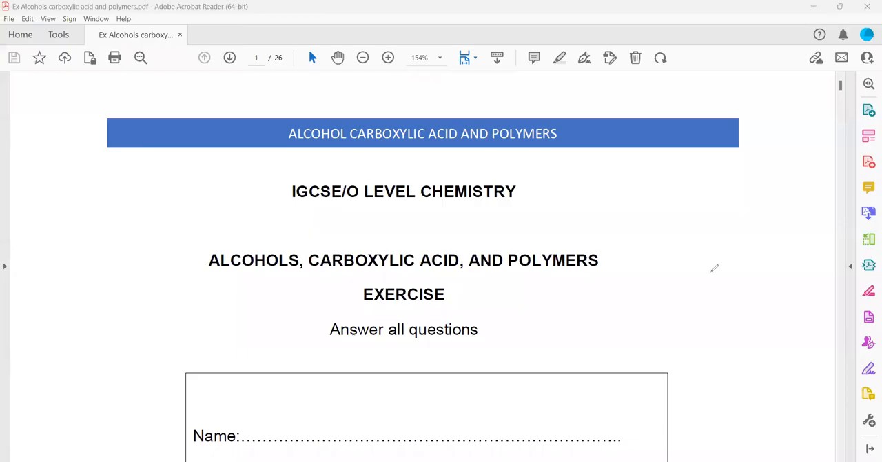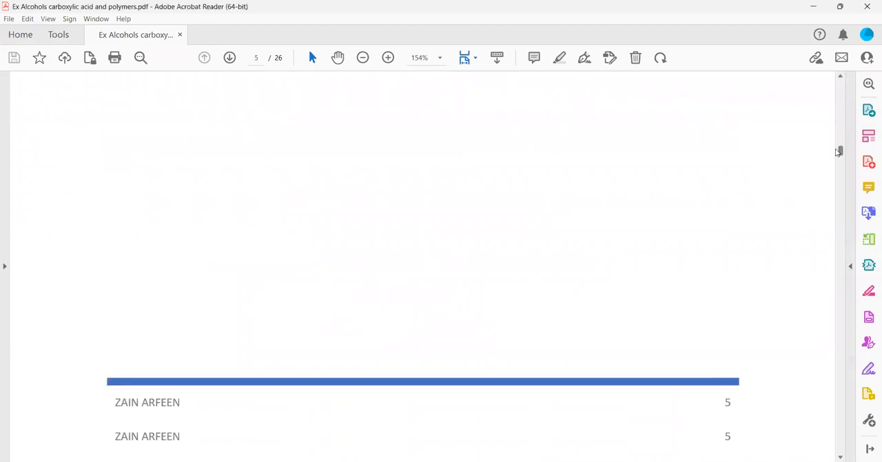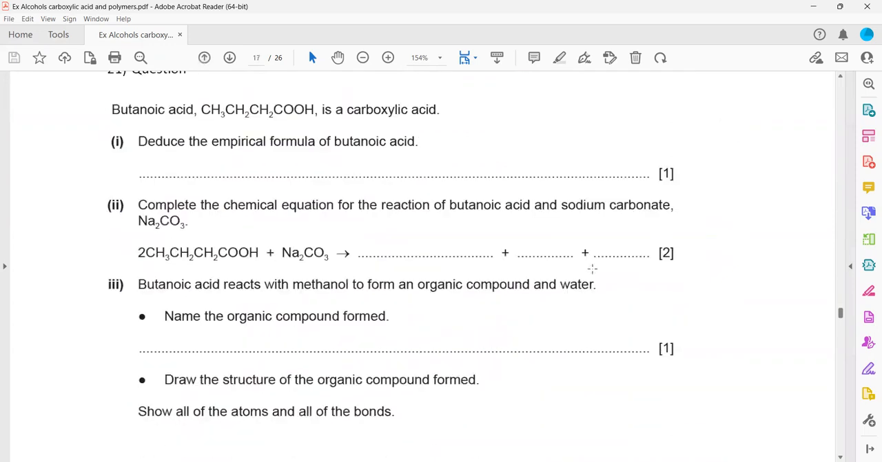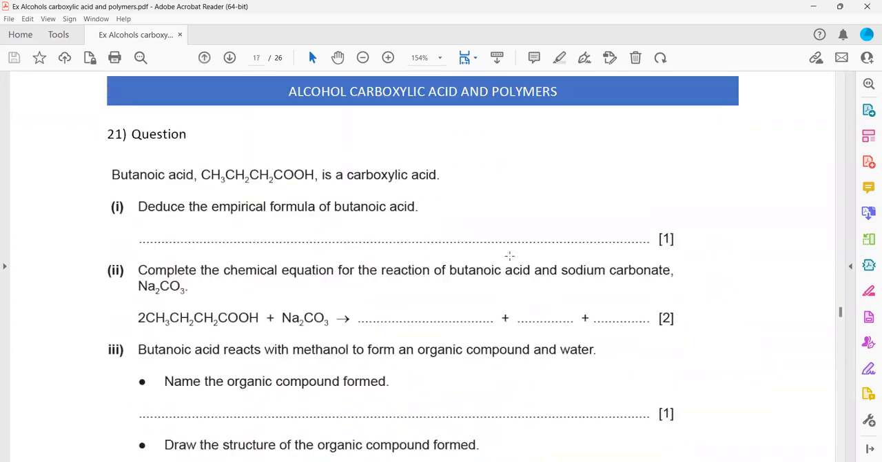The exercise on alcohols, carboxylic acids, and polymers. We did the first 20 questions from this last week. So I will solve the remaining questions from this exercise, from question 21 onwards. You can also use your mic, the chat, or even a screen annotation to answer the questions.